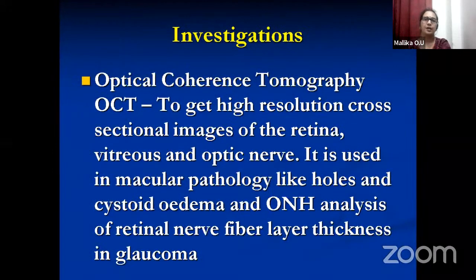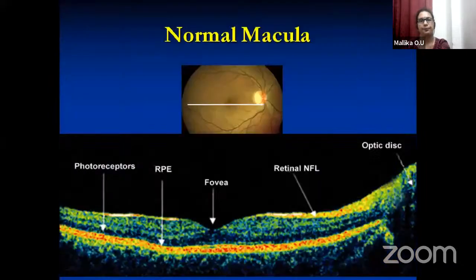Another very important investigation in ophthalmology is optical coherence tomography. Optical coherence tomography gives you almost a cut section of the retina, just like histopathology, and it is very useful in delineating lesions of the macula, and in optic nerve head analysis in glaucoma also. You can see the macular edema, you can see the macular hole, and the treatment also depends on the findings of the OCT. You can see there is a line in the fundus.